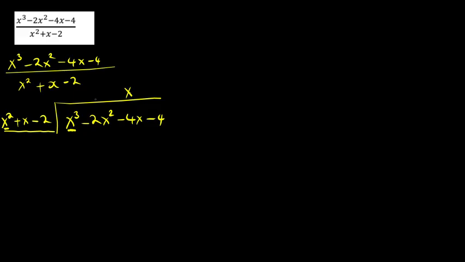Okay, so now x times that, it will be x cubed, then x times x, it will be plus x squared, then x times negative 2 to be negative 2x. So like that, negative over. So this part here, it is 0, then negative 2x squared minus x, so it will be negative 3x squared. Negative 4 minus that, it will be negative 2x like that.